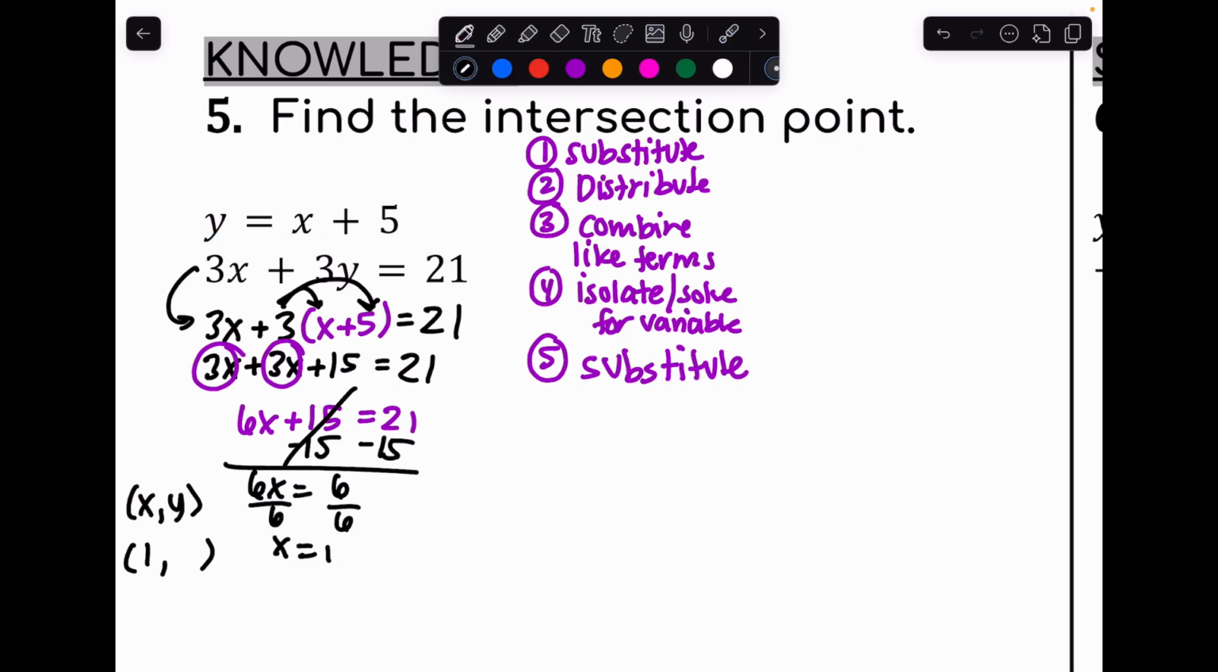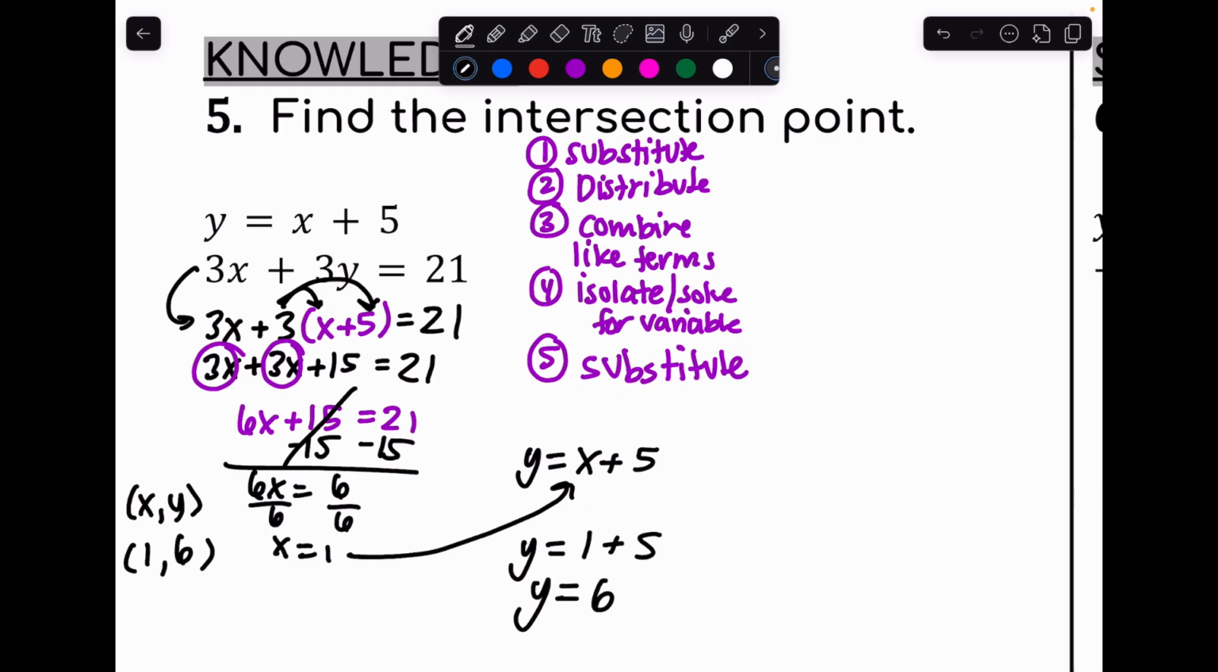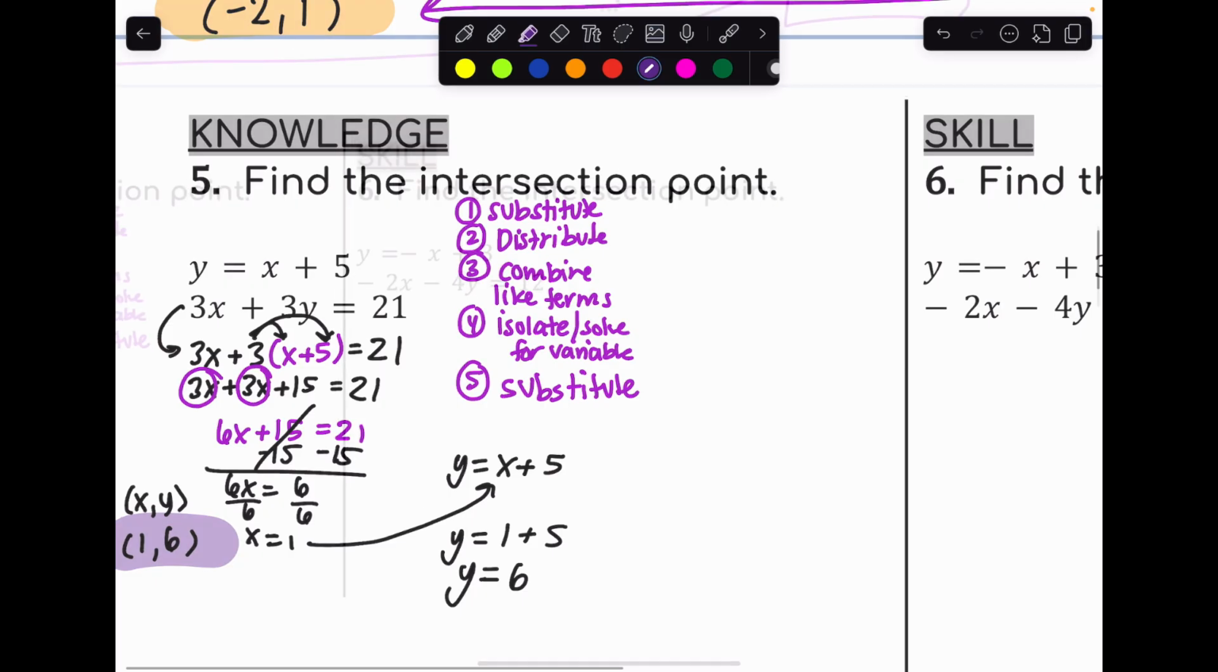So I'm given y equals x plus 5, and I'm going to plug x back in. I just found x to be 1, so I have y equals 1 plus 5, where the y value equals 6. So the ordered pair, the point of intersection when looking at these two equations, should be 1, 6.